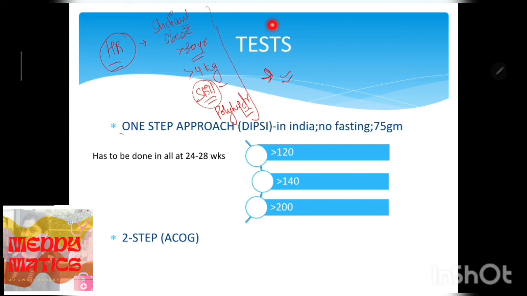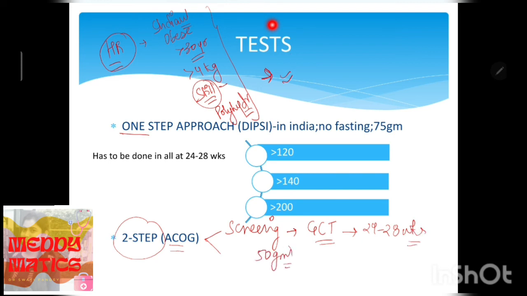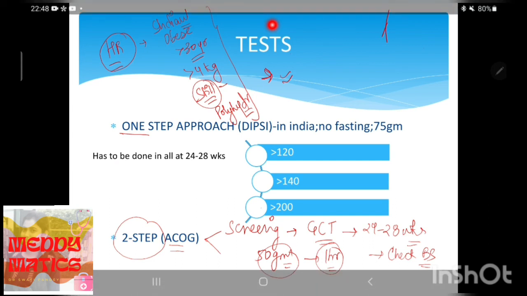First, coming to the two-step approach, ACOG has given the two-step approach in which the first step is a screening test. It is a glucose challenge test where no fasting is needed and it can be done at 24 to 28 weeks. Irrespective of the previous meals, the female is given 50 grams of glucose, and after 1 hour we check the blood sugar of the female.